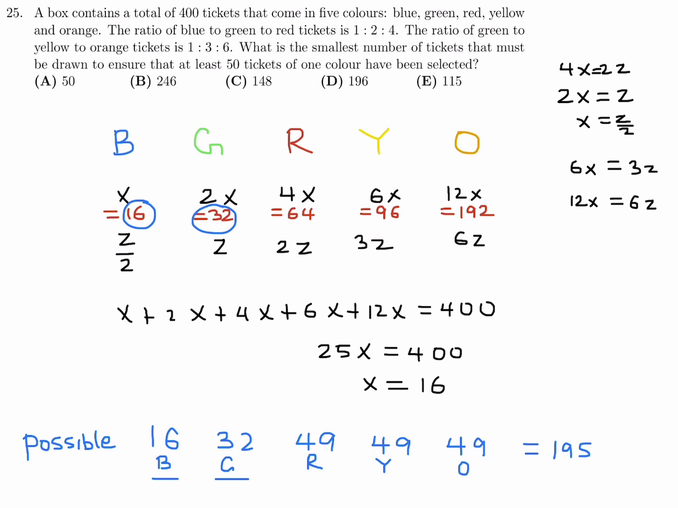But the very next ticket I choose must end up being either a red, yellow, or orange because there still are some of those left, right? Because 64, 96, and 192 are the total, and I only chose 49 of each of them. So the very next one, let's say if it's a red ticket, boom, I've got 50 of them. If the very next one happened to be a yellow, I've got 50 of yellow. If the very next ticket happened to be an orange, I've got 50 oranges. So 195 plus the very next ticket, and that would be 196. So it's a good little challenge in terms of counting. And therefore, number 25, the answer is D.